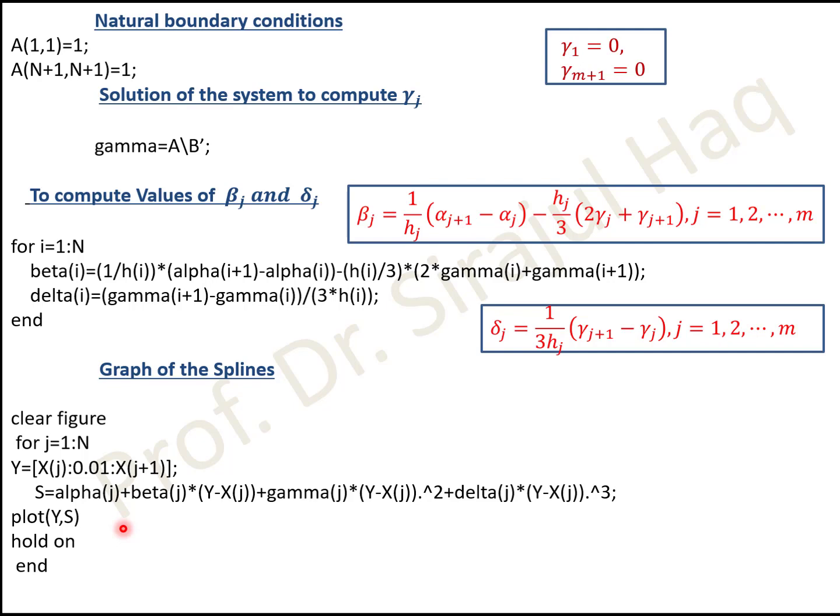So inshallah, in the next lectures, I will try to talk about numerical differentiation and integration. Thank you very much.